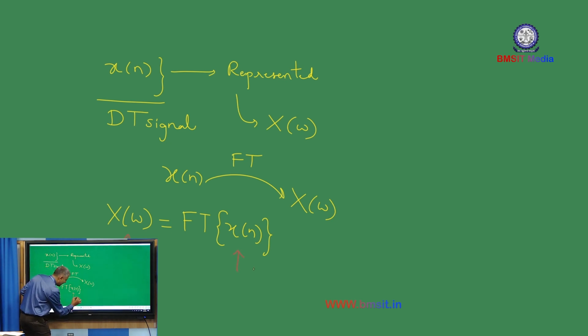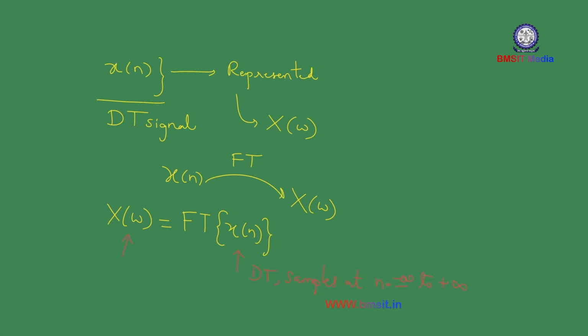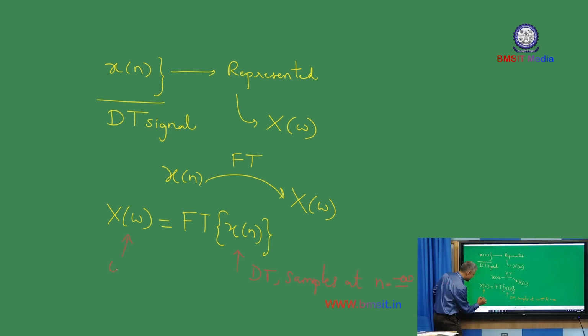Let us also observe the nature of X of omega and x of n. x of n is discrete time. x of n is having samples at varieties of n from minus infinity to plus infinity, whereas X of omega is a continuous function of the frequency.